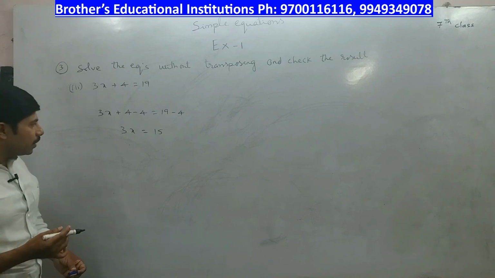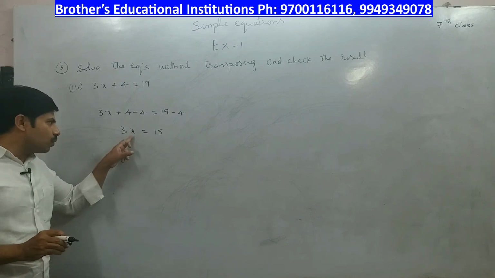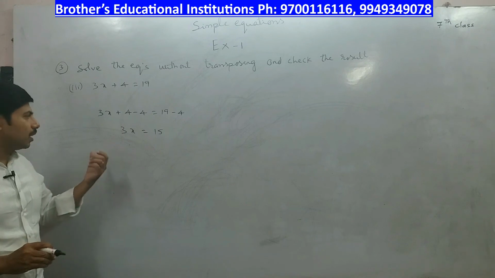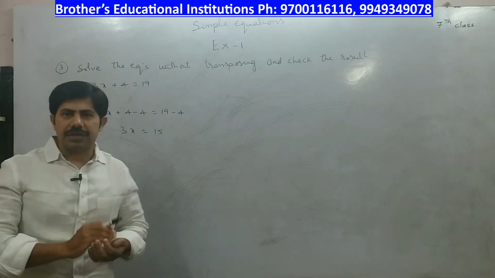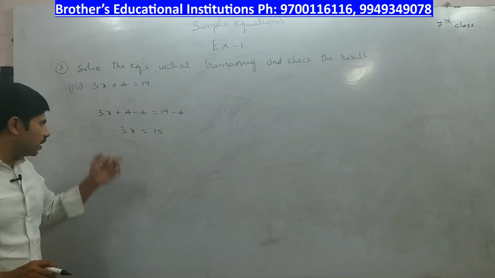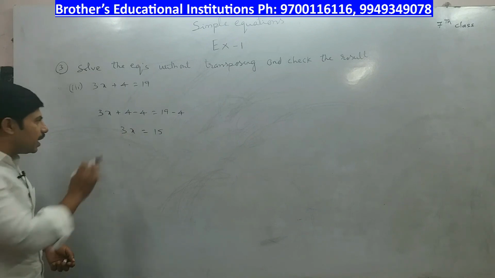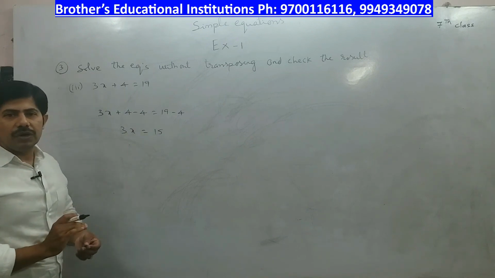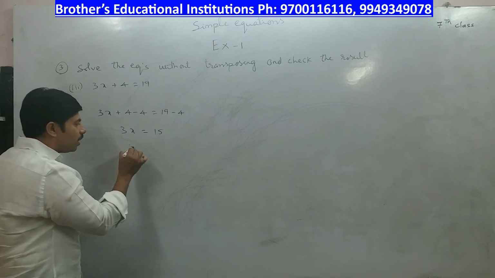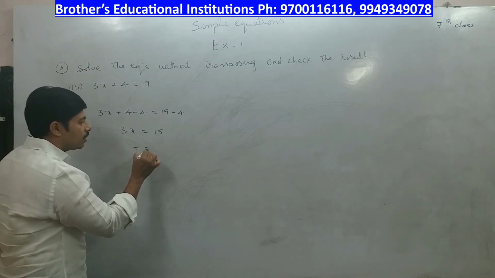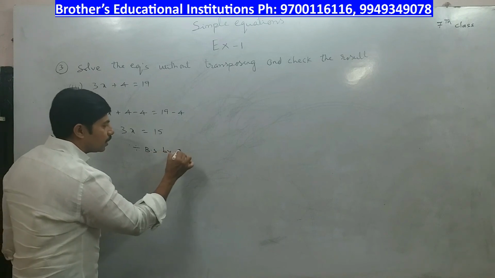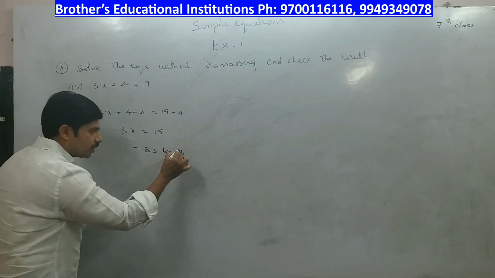But we need the value of x. What is the coefficient of x? 3. That means it is 3 times x. This is a multiple; these two are in a product. In order to eliminate this 3, we need to divide both sides by 3.